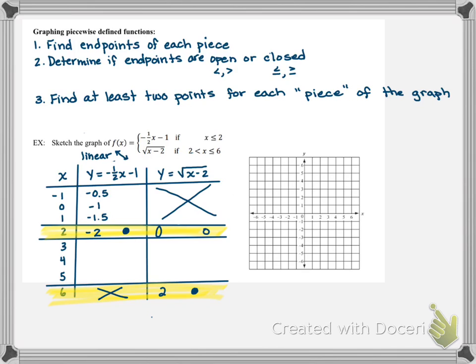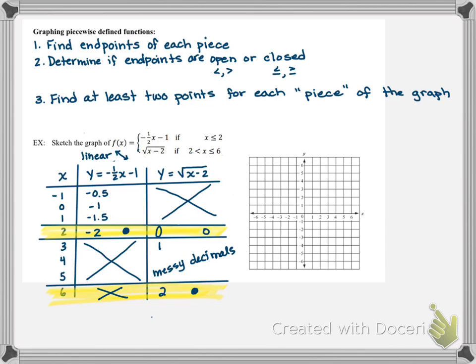Now, if we want to find y values for x values between 2 and 6, what should we use? The second one, because that applies to x values between 2 and 6. So we don't need anything over here for those x values. Let's see, 3 minus 2 is 1, the square root of 1 is 1. And these are messy decimals that I don't even want to graph.